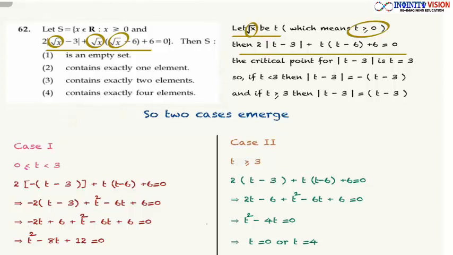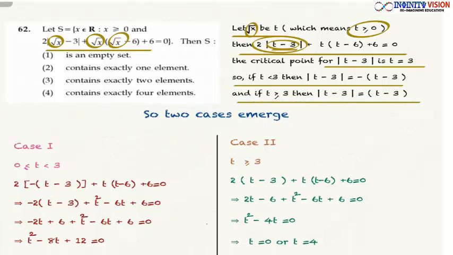Now here you have a mod part. The mod part changes definition at its critical point. This expression becomes 0 at t = 3, so the critical point is 3. Before 3, the expression inside is negative, and to make it positive we multiply it by a minus sign. So if t is less than 3, |t − 3| becomes −(t − 3). For t greater than 3, |t − 3| remains t − 3. So two cases emerge.